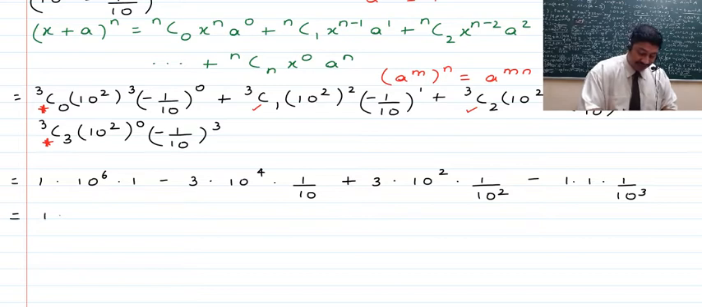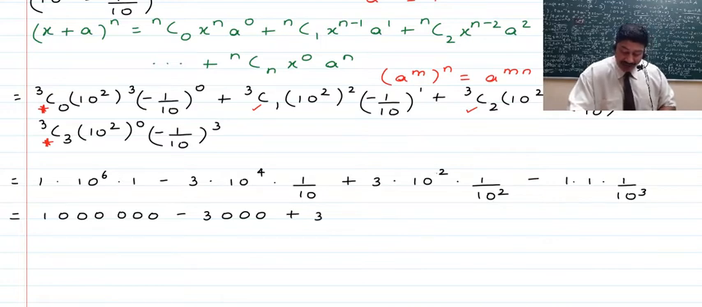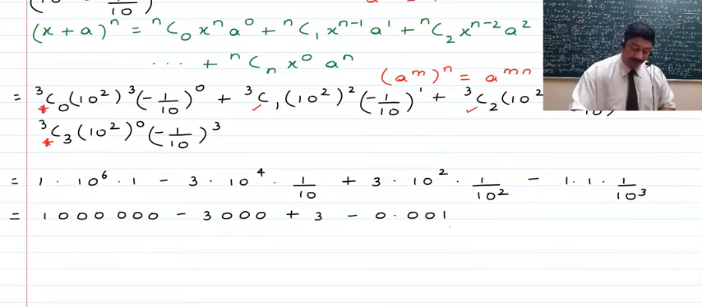As such, we have 10 raised to the power 6, that is 1 2 3 4 5 6, right? That is a million, right? And from that you subtract, now 10 will get cancelled from the numerator and the denominator, so now you'll be left with 3000. To that, children, you will add just 3, as 100 from the numerator and from the denominator will get cancelled, and then you have minus 0.001.